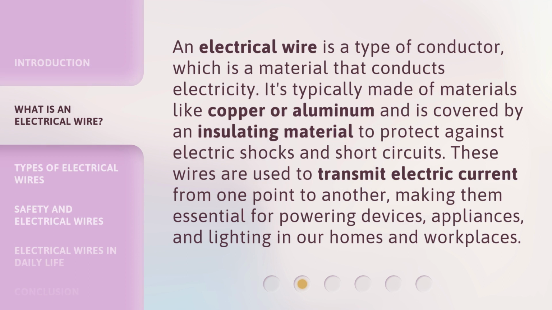An electrical wire is a type of conductor, which is a material that conducts electricity. It's typically made of materials like copper or aluminum and is covered by an insulating material to protect against electric shocks and short circuits. These wires are used to transmit electric current from one point to another, making them essential for powering devices, appliances, and lighting in our homes and workplaces.